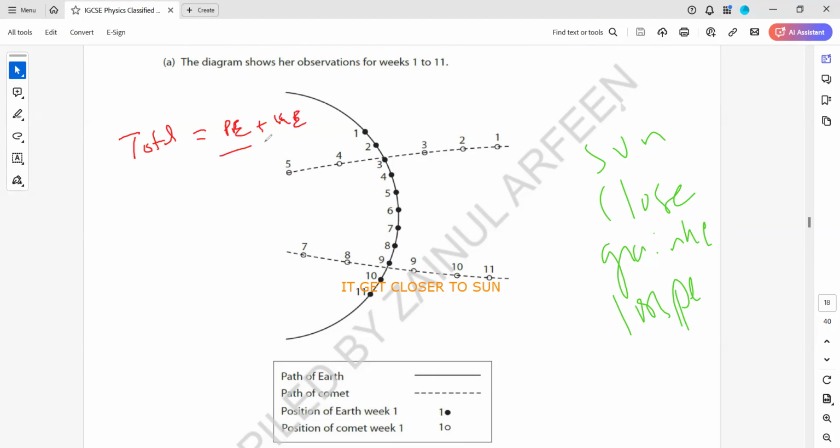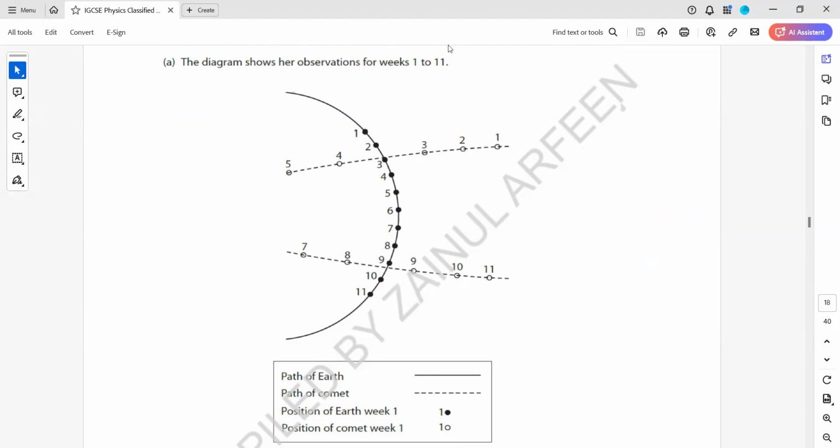If the total energy is conserved, then as the comet is getting closer to the sun, the potential energy is decreasing, so the kinetic energy should increase. So one point you have to mention is that the total energy is conserved. And then the second point, you relate that the potential energy decreases, so the kinetic energy will increase.